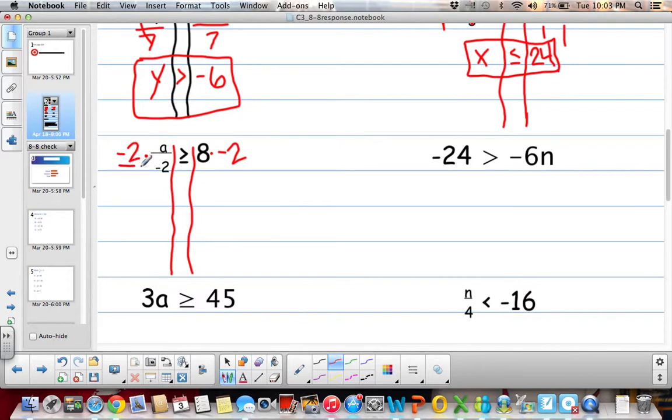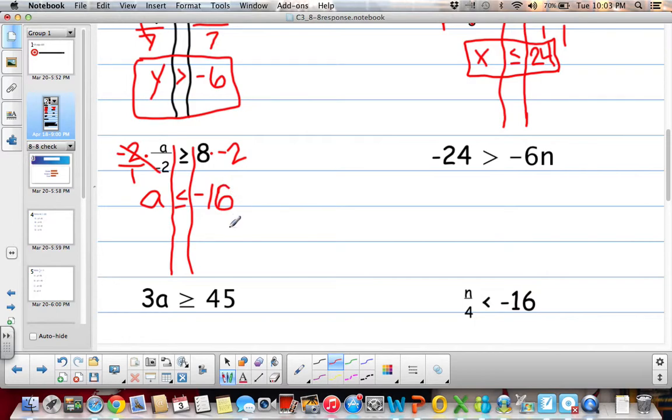-2a, -2 is the same as -2 over 1. -2a over -2, well, the 2's cancel out, so we would just be left with 1a or just a. And then we have 8 times negative 2 is negative 16. Now we multiplied by a negative number, so that means we flip the sign. So a is less than or equal to negative 16.